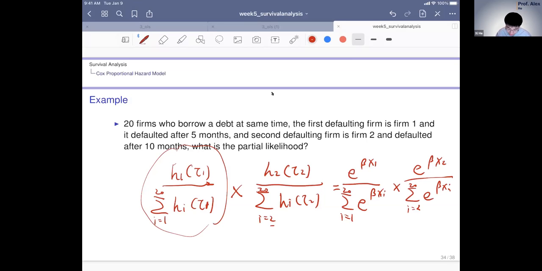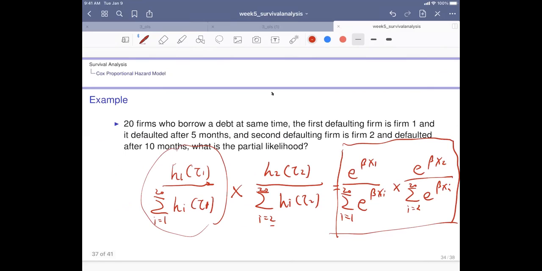Okay, and that x can be a function of t, or maybe it's time invariant. And that is your partial likelihood, which is a function of beta. And then the thing you do is just maximize this partial likelihood with respect to beta. And that's your estimate of beta.